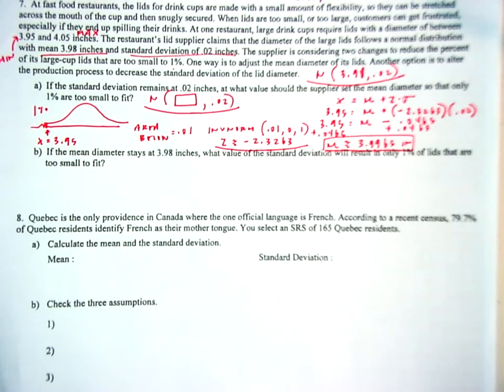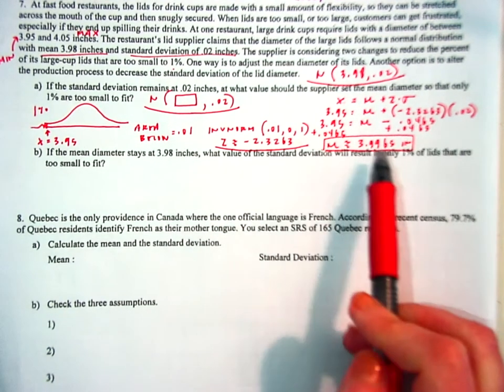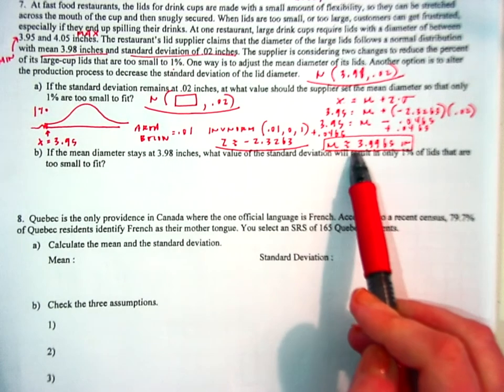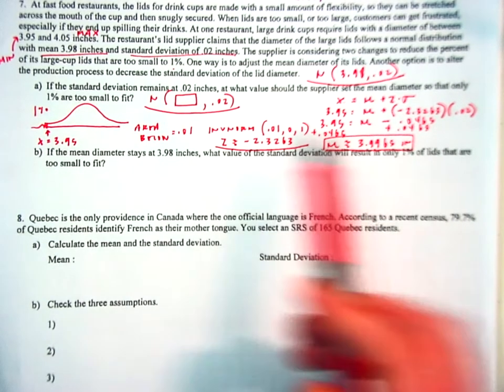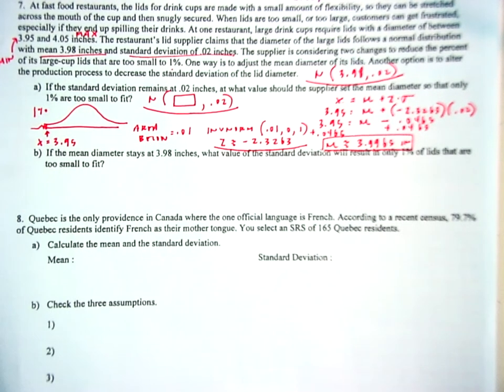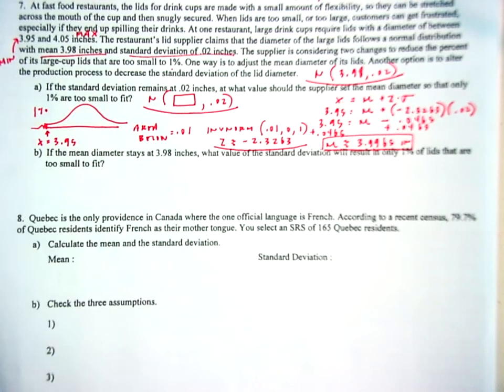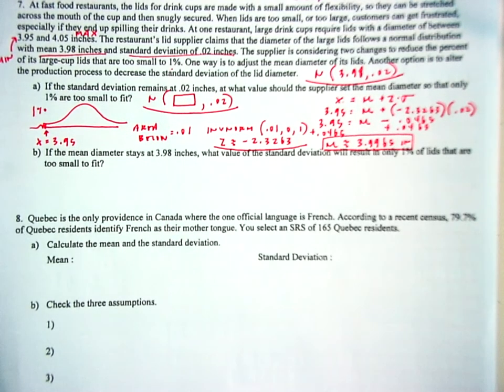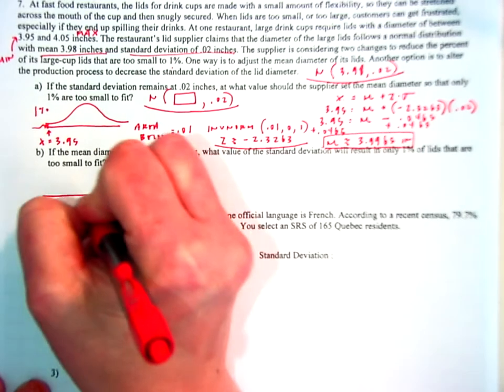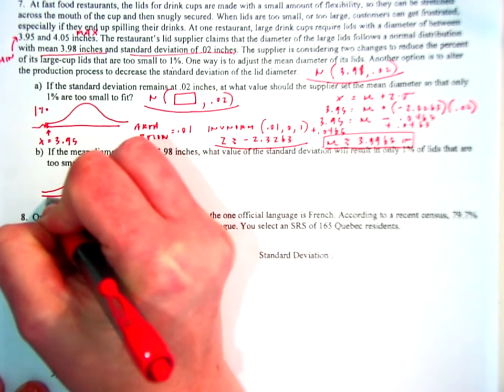So if we keep the standard deviation the same, the mean has to be altered, it has to be a little bit higher, 3.9965, so that only 1% are too small to fit with our constraint given above right here. Okay, for B, if the mean stays at 3.98, what would our new standard deviation have to be if we want only 1% of lids that are too small to fit? So here, the visualization looks the same, lower 1%.